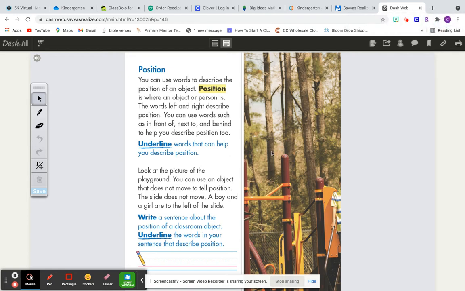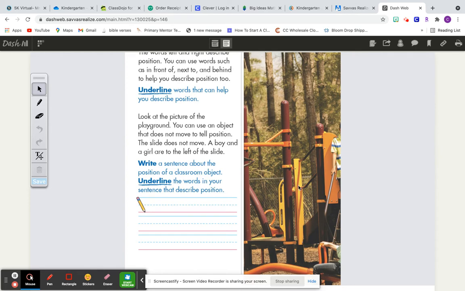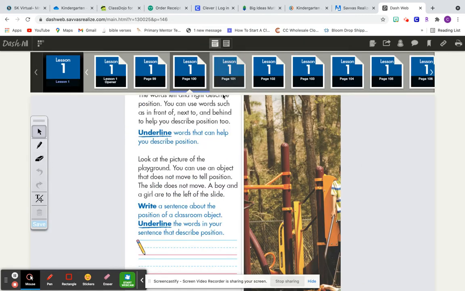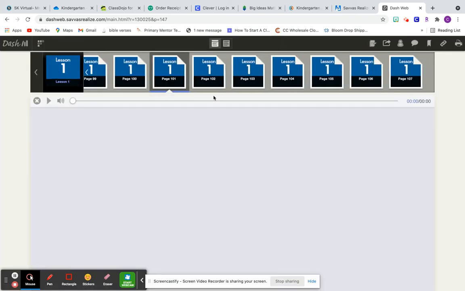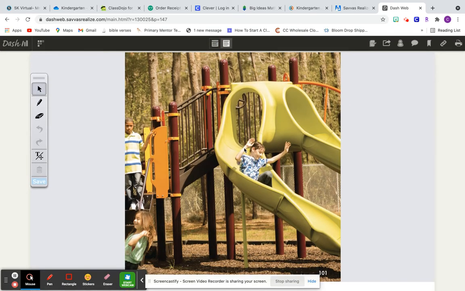So if you are describing where something is, you're describing its position. It's in front of something or behind something or to the right of something. That is how you describe position. So if you look at the picture, and we'll have to go to the next page to see the other part of the picture of the playground, you can use an object that does not move to tell position. The slide does not move. A boy and a girl are to the left of the slide. So on this page, you can see the boy and the girl to the left of the slide. And here's the slide.